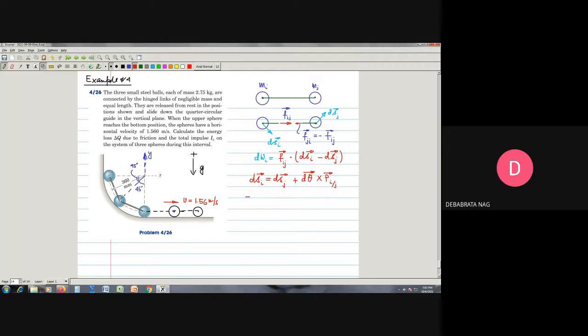So it is obvious from here that ds bar i minus ds bar j is given by d theta bar cross rho bar i relative to j.